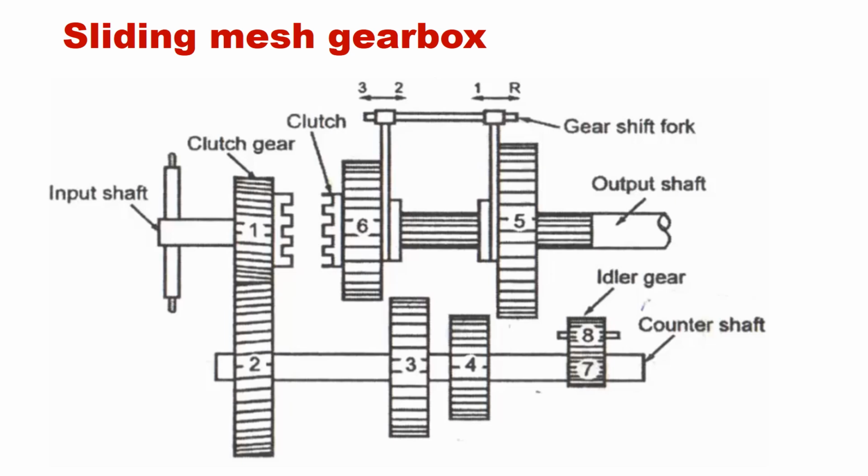Okay, so when it moves, if you want gear 1, gear 5 will move to the left side. Also, if you want gear 2, gear number 6 will move to the right side. Okay, if you want the third gear, the gear will be connected with the main shaft. Okay, so it is the overall construction of the gearbox.